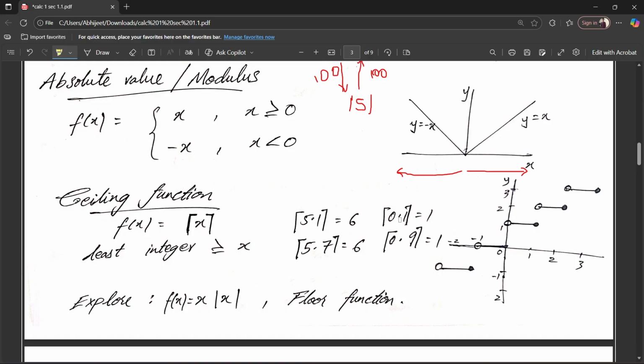0.11, 1. 5.7, 6. 0.9, we say 1. And the plot of this function looks something like this. For everything between 0 to 1, not including 0, but including 1, the answer is 1. And then for everything greater than 1, doesn't matter how small it is, the answer is going to be 2. And that stays the same till 2, including 2, that is. And again, doesn't matter how small the increase is, add anything small to 2, it's going to jump, and the answer is 3.